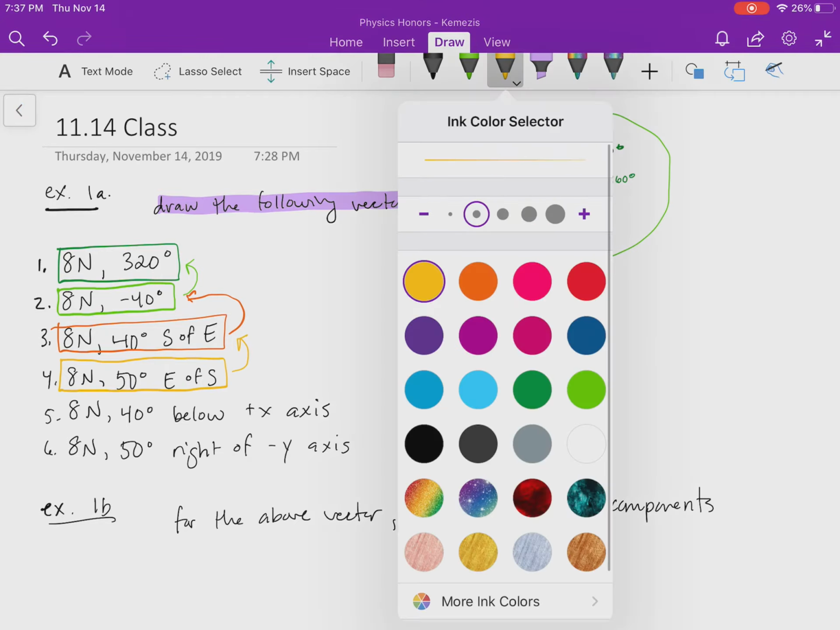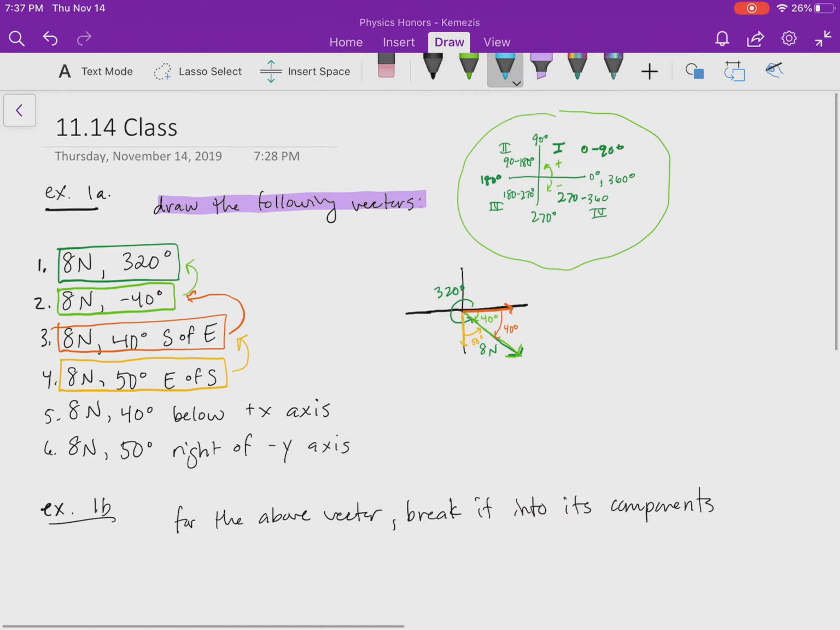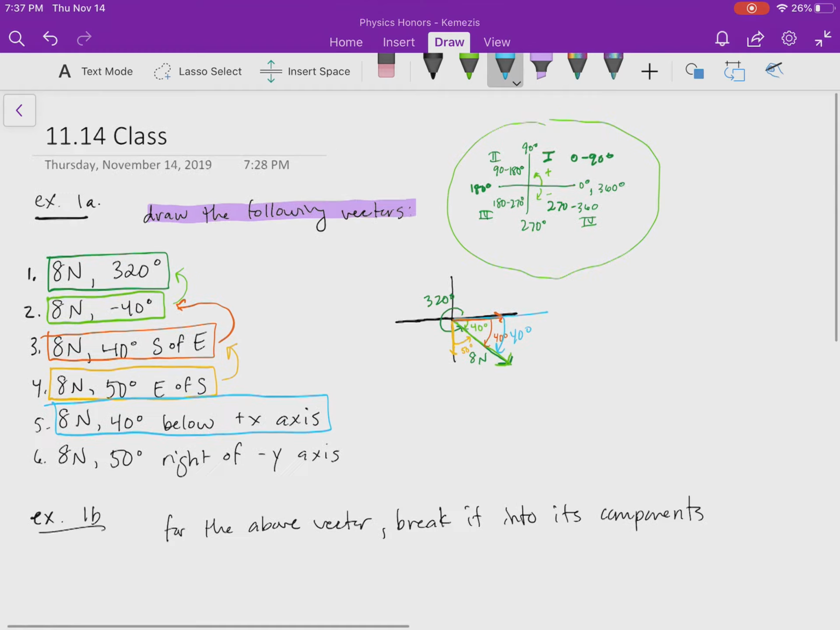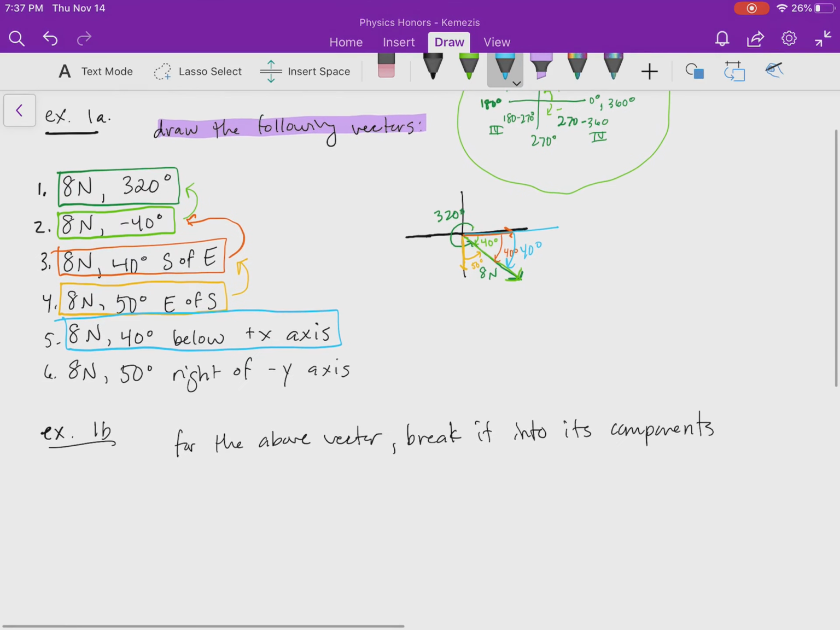Okay, we're starting to see a trend here. Now if we look at this, number 5, 8 newtons 40 degrees below the positive x-axis, well, right over here is our positive x-axis, and we are going to go 40 degrees below the positive x-axis, which is the same thing as saying 50 degrees east of south, which is 40 south of east, which is negative 40, which is 320. So you can imagine what's going to happen with our last example here.